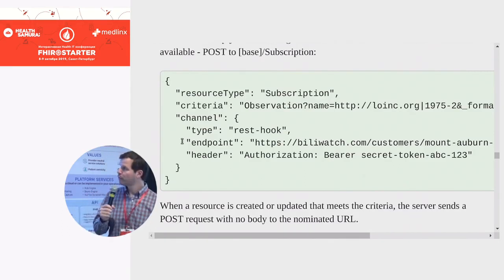So for example, if you have an application that wants to be notified every time there's a new bilirubin result from the laboratory system, you could make a subscription like this.